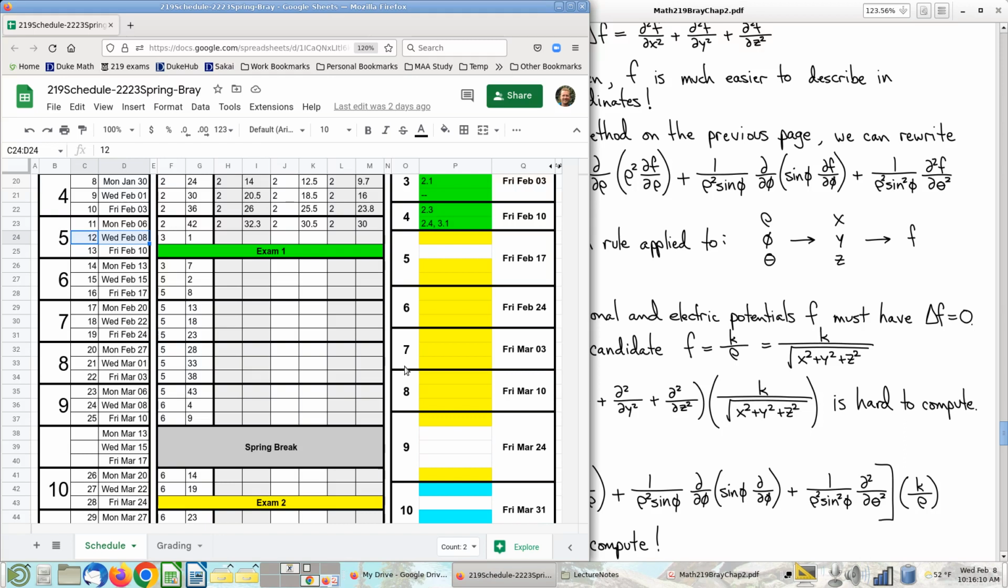But I will point out that exam 2 is not that far away. What's that, about a month? A little over a month. So, anyway, for whatever that's worth.